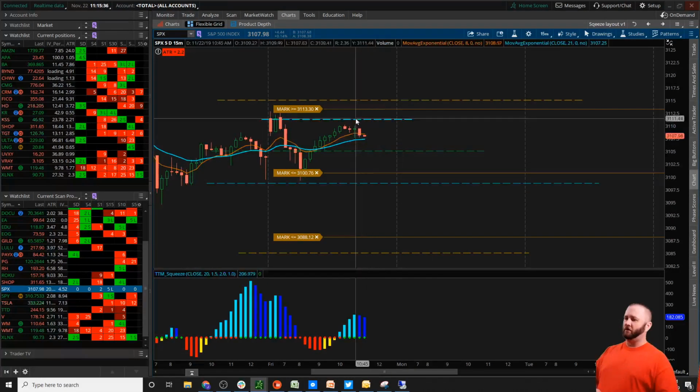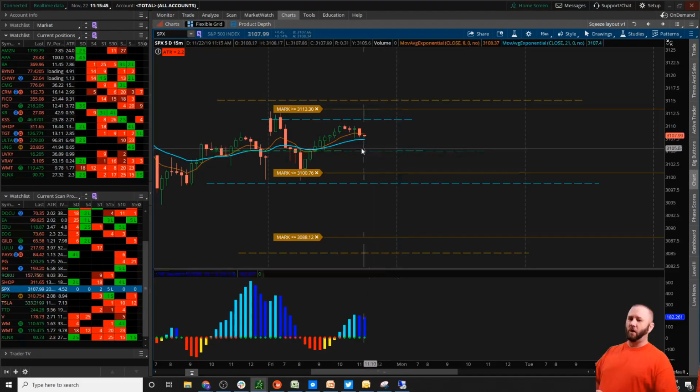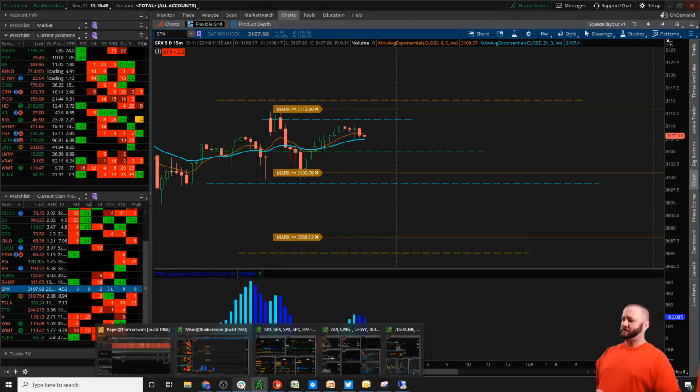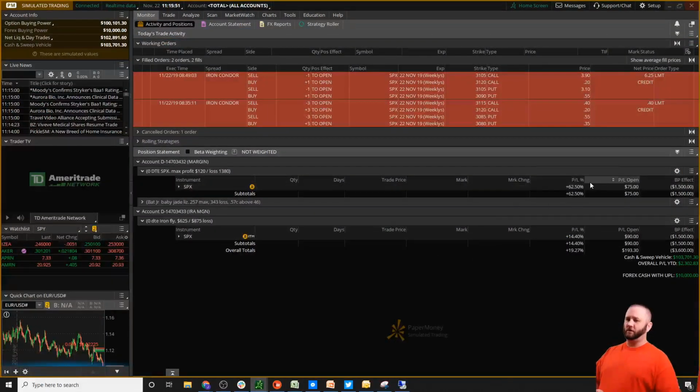And then this little area is the Iron Fly, and we were getting close to being tested on those calls, but it's starting to pull back right towards the 3105, which is where we want. So you can see we're doing fairly well. We're now at $75, at 62.5%. The Iron Fly is bouncing right around $100, 75, 85. So we're doing pretty good.